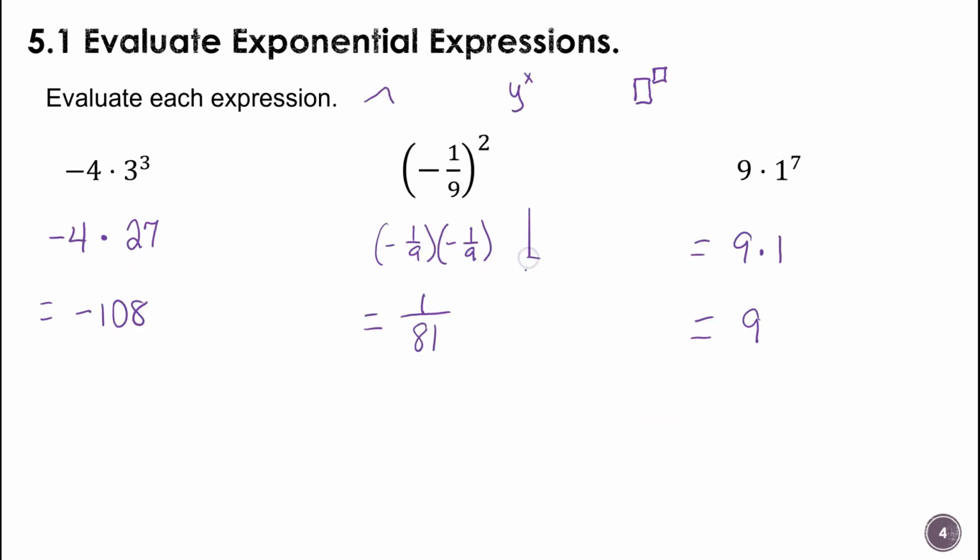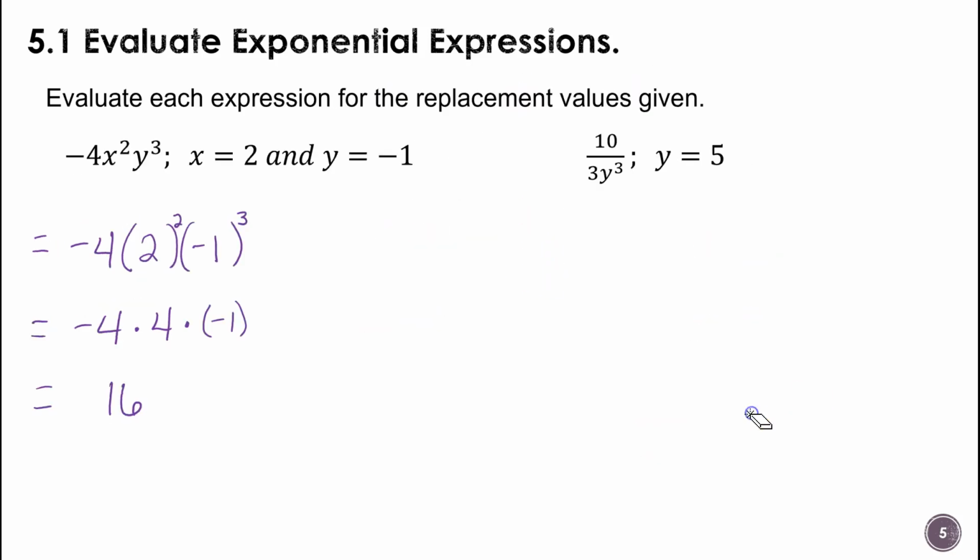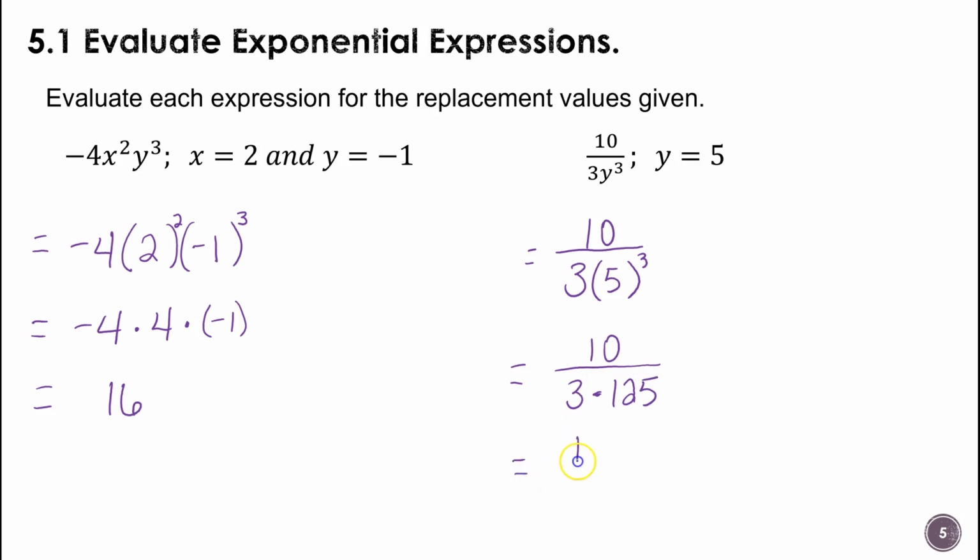Okay. So I have 10 over 3 times y to the third. In this case, y is 5. So then we have 10 over 3 times 125. That's what 5 to the third power is. And so then we have 10 over 375. I'm going to check myself on that.